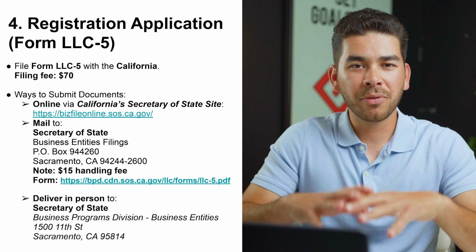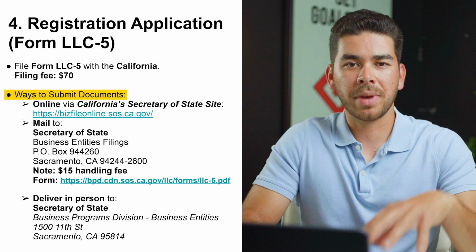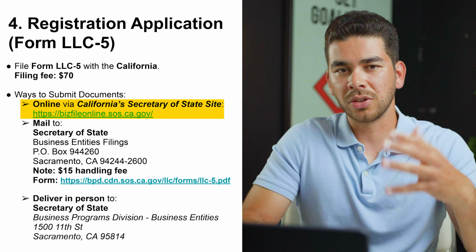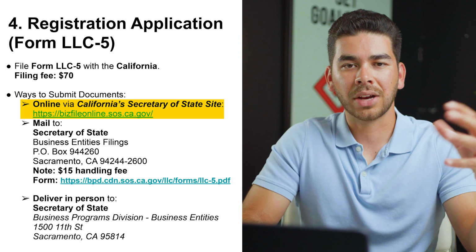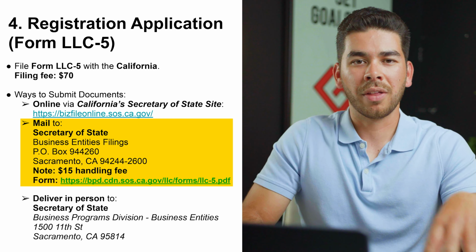After that is step number 4, which is the registration application. This is form LLC-5. So the filing fee in California for this form is $70. Now there's a couple ways that you can submit your documentation. The first one is online. This is the one we recommend, and all you have to do is go to the link that we have here at the Secretary of State website. You can also mail it into this address here, and you can get the form on this website here.